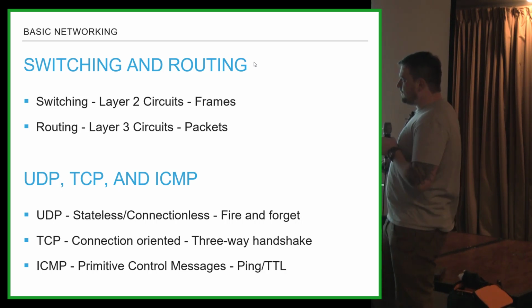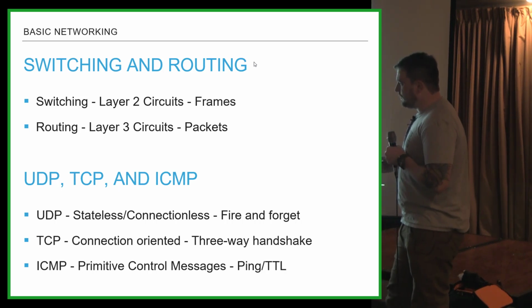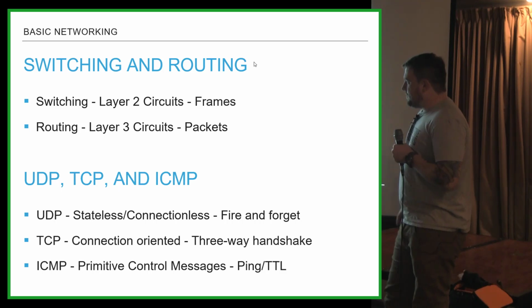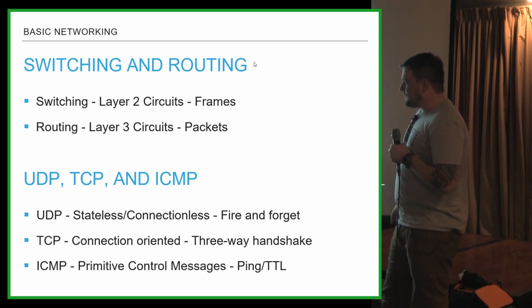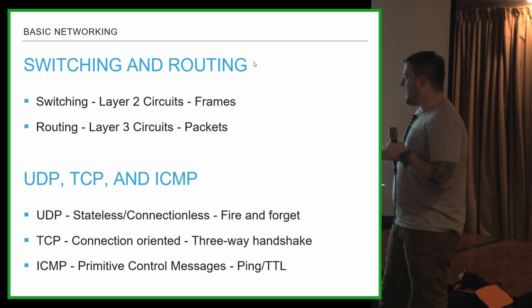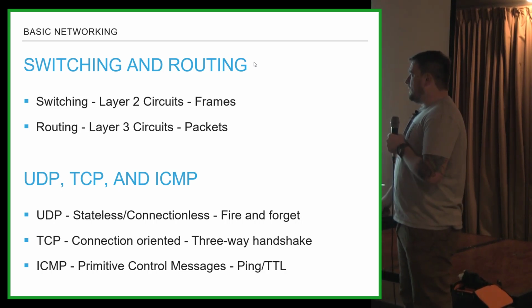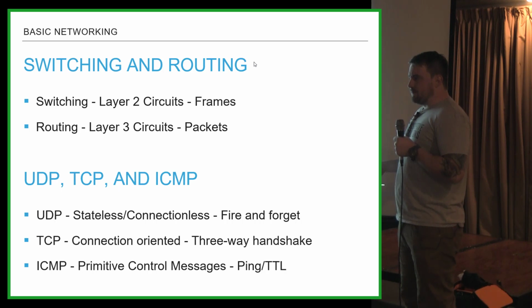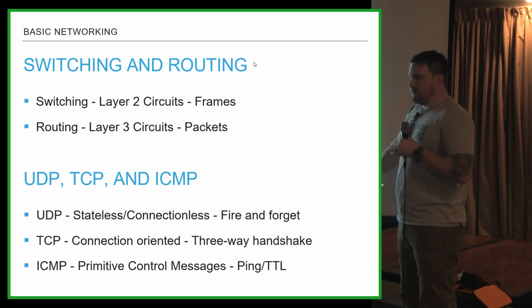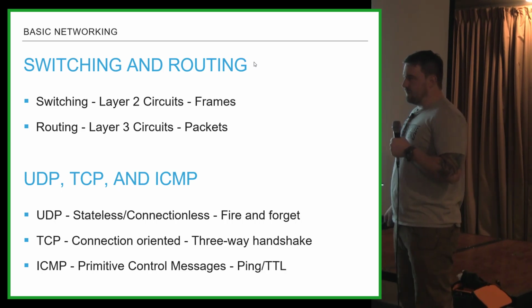We're going to get into routing later, but we'll move on to UDP, TCP, and ICMP. These are the most common ways that messages are exchanged on the internet or in any network. UDP is used for really fast communications, but it's connectionless. There's no handshake. So if I just send you a UDP packet, I don't really care if you get it or not. I have no validation to know whether or not you got it.